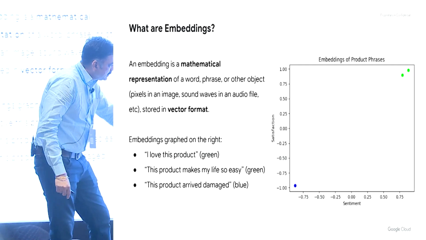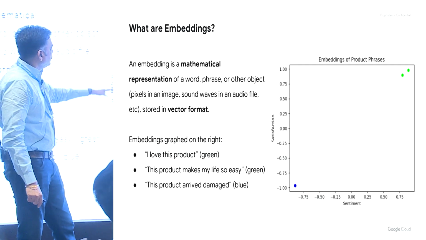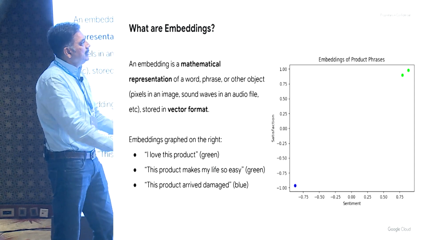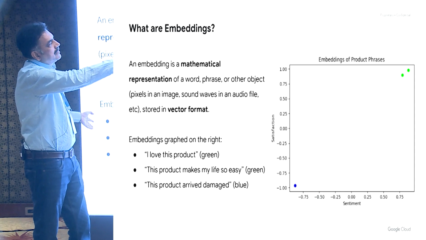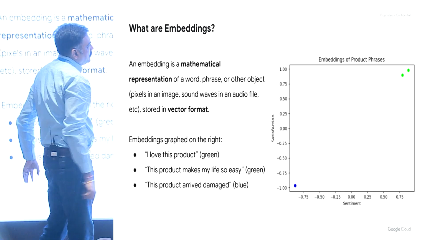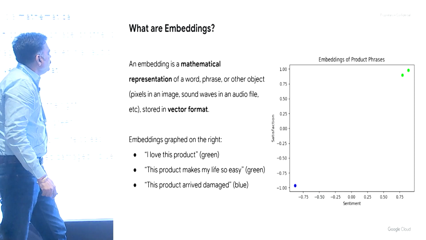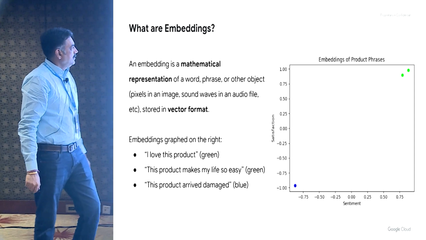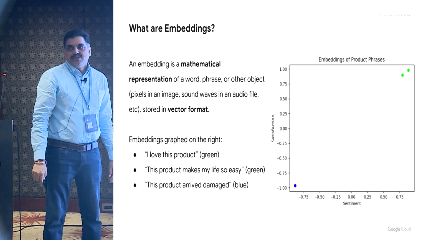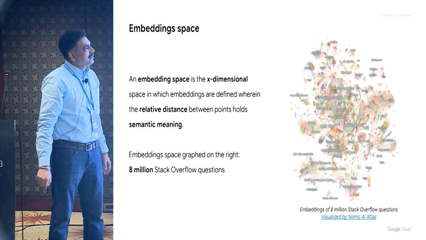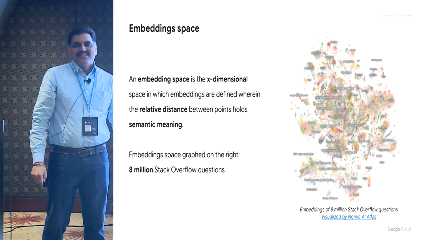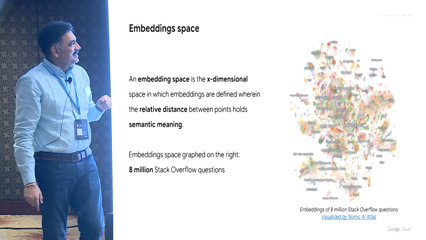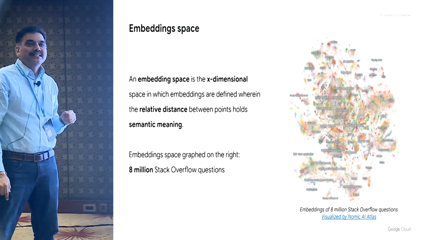If you plot these embeddings onto a graph of sentiment versus satisfaction, you can see the green ones, the first 2 embeddings, are on the top-hand side, in the quadrant, and then we have the blue dot here, which says the product was damaged. So this is what embedding is all about. But it is not as simple as we see in the previous slide. I just wanted to give you context on how challenging embeddings can be.